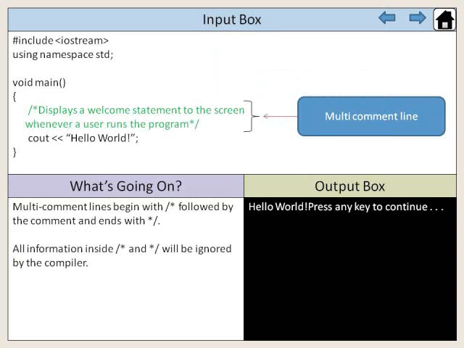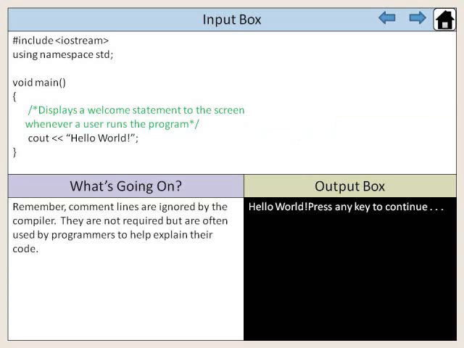Multi-comment lines begin with a backslash, then a star, followed by the comment, and then ends with star, then backslash. All information inside the backslash star and star backslash will be ignored by the compiler. Remember, comment lines are ignored by the compiler. They are not required, but are often used by programmers to help explain their code.